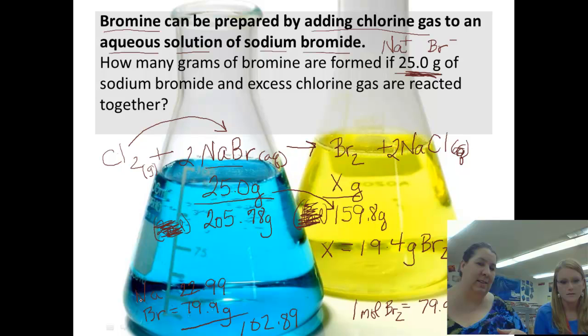Mm-hmm. Okay. Now I have 8 of those. So 8 times 44 gives us 352. 352 grams of carbon dioxide. Again, that's the amount from the equation. For every 116 grams of butane, I should be able to produce 352 grams of carbon dioxide.